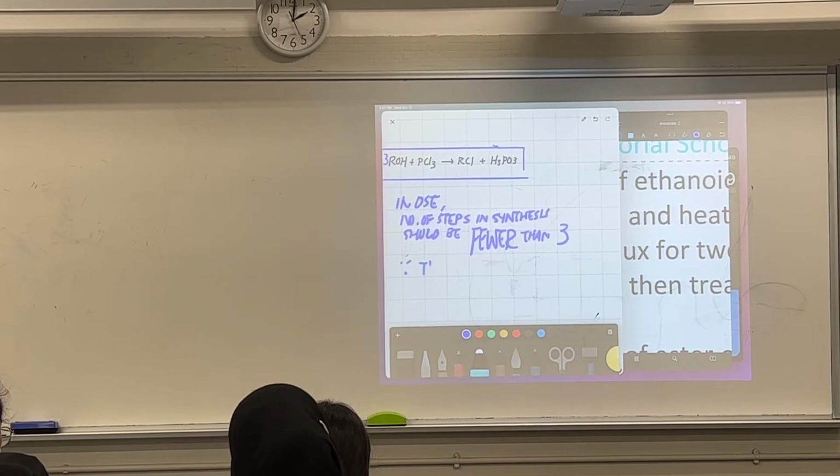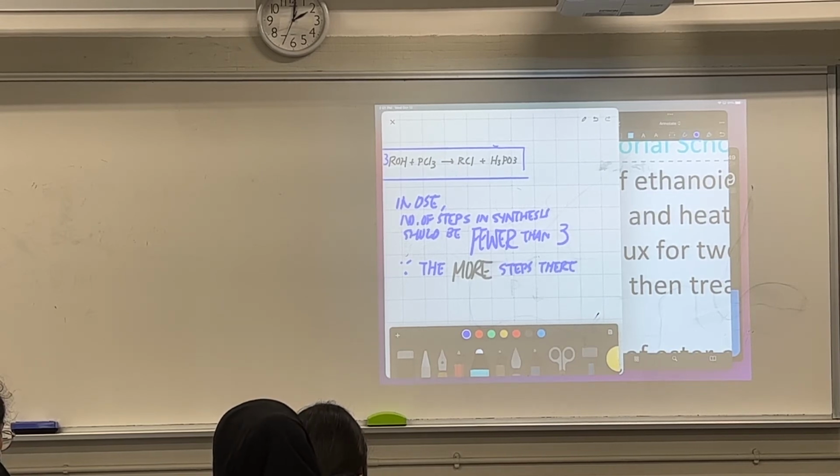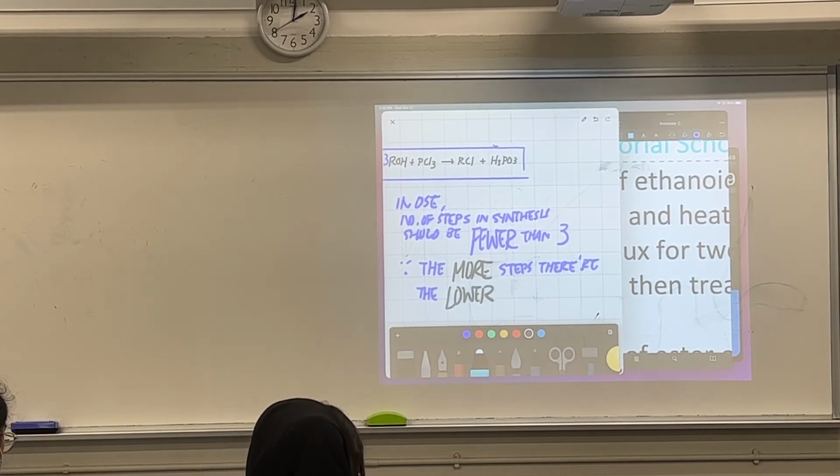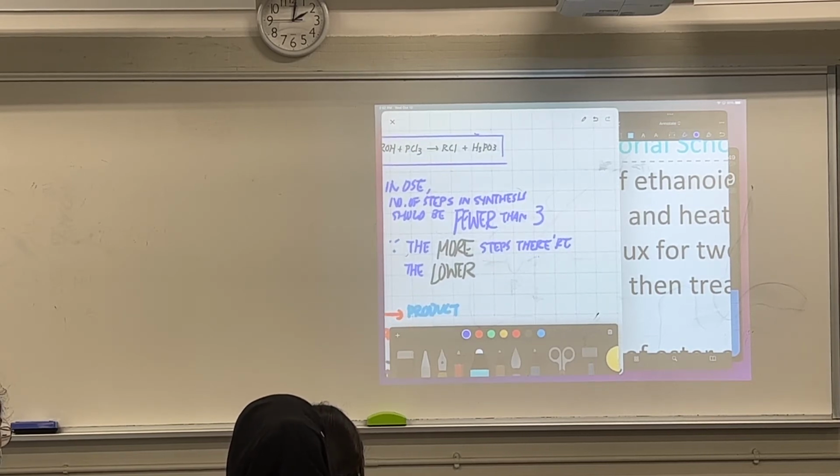Because the more steps there are, the lower the final product yield. So the more steps there are, the lower the final product yield. Just remember this analogy of getting a discount on your goods. So the lower the final product yield.